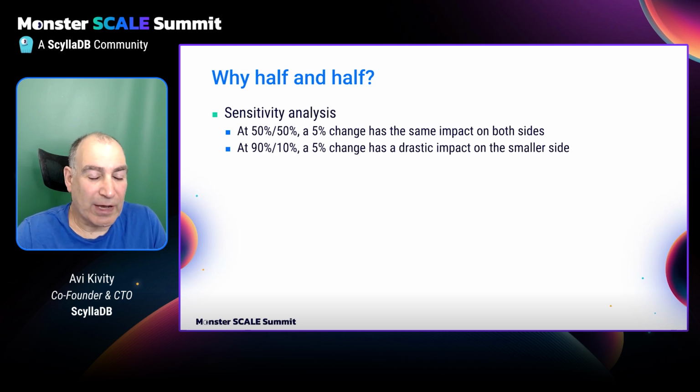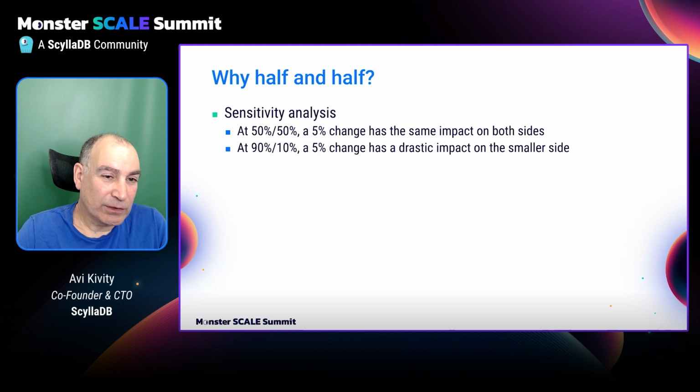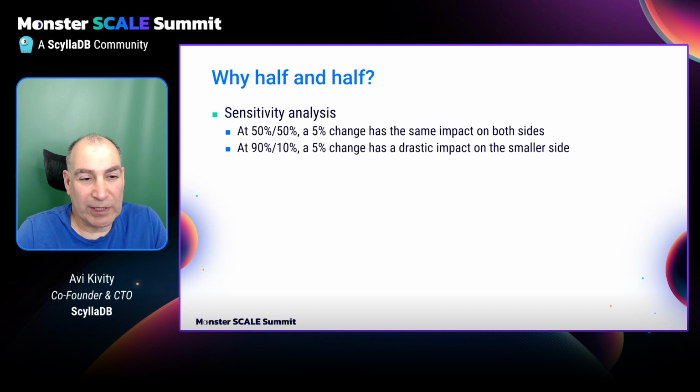But if you're at 90-10, then let's say you're adding 5% to the memtable, you reach 95% and 5%, it has a small impact on memtable. It just changed from 90 to 95, but a drastic impact on cache. It halves its size from 10 to 5. So the place where it evens out is 50-50.